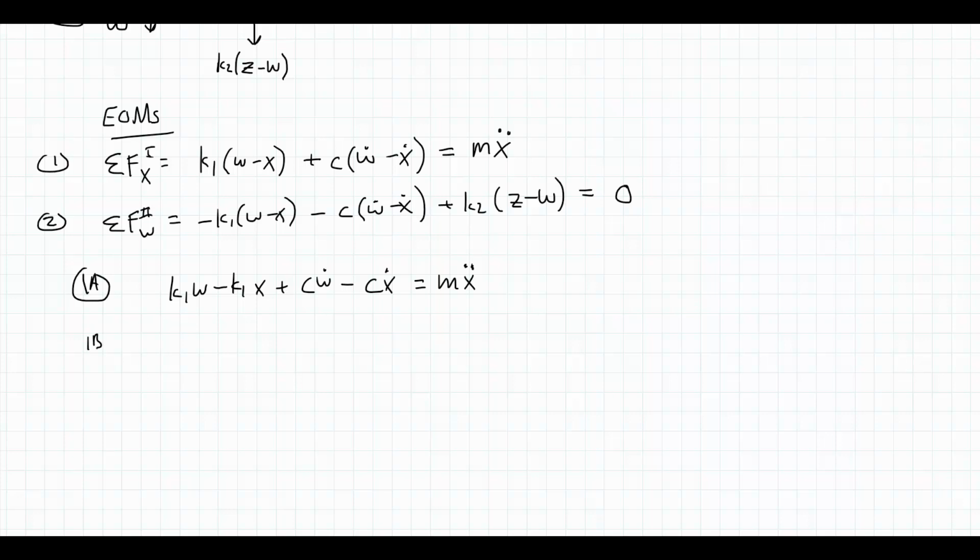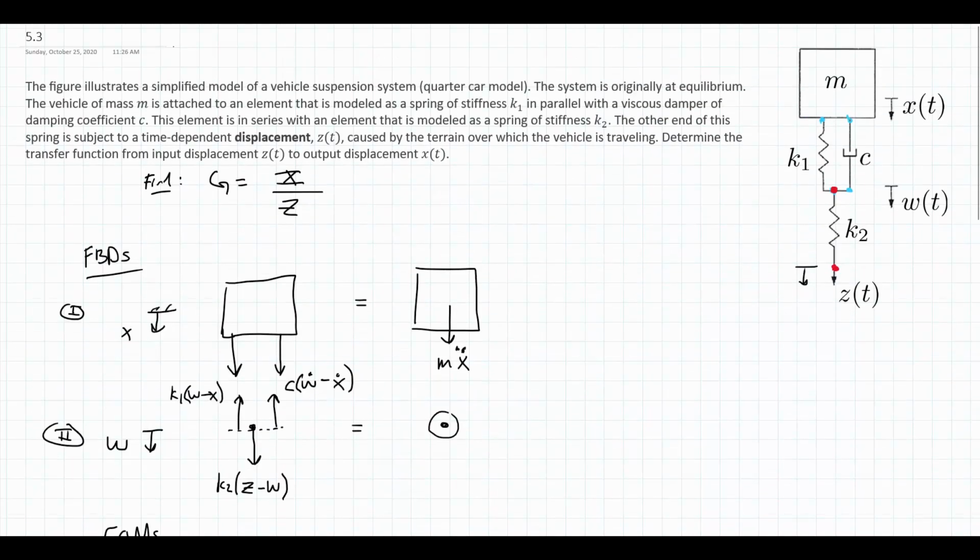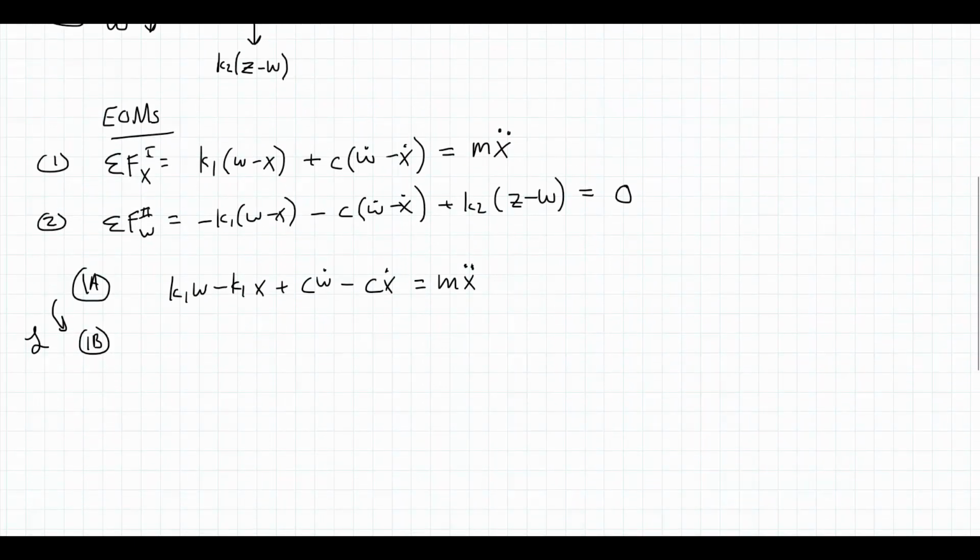now. To go from 1a to 1b, this is where I'll do the Laplace. And keeping in mind in this problem, everything started at equilibrium, so all of my initial conditions are 0. So going term by term, the first one, k1 is a constant, it comes out, little w goes to big W. Minus k1 is a constant, little x goes to big X, plus c s big W. And then I have minus c s big X. So these s's are coming from the w dot and the x dot when I do the Laplace transform. But all the initial conditions go away because we start at equilibrium.